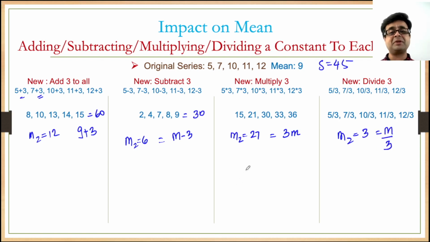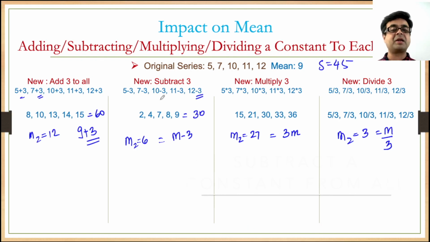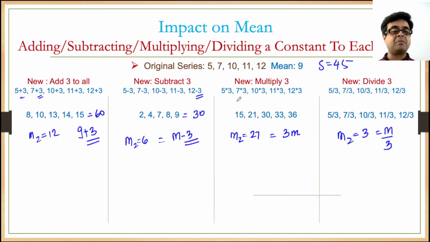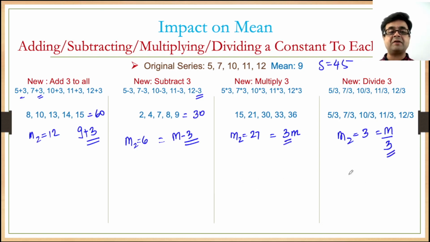So what is happening here is, when I'm adding a constant number to all the numbers in the series, the mean also gets added by the same number. When I'm subtracting a constant number from all the numbers, the mean also gets subtracted by the same number. When I'm multiplying the same number across all the numbers in the series, then my mean also gets multiplied, and similarly the mean also gets divided when I divide each number by the same number in the series.